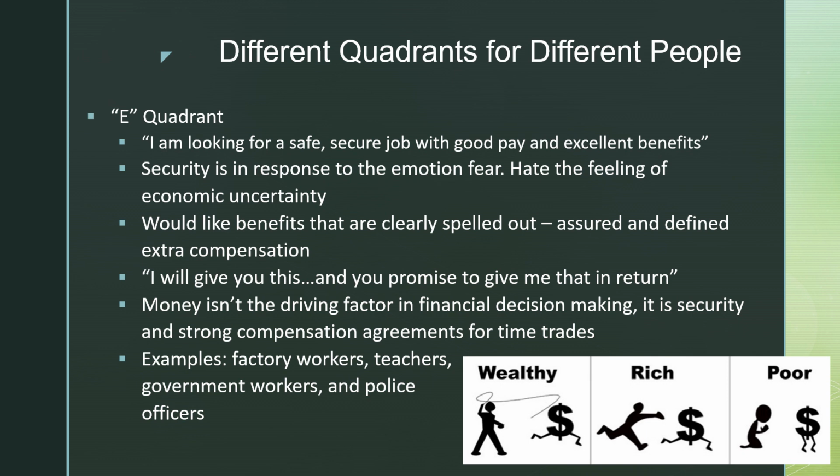So back to the E quadrant. People who are employees tend to ask questions about what the benefits look like, what the compensation package is, I'll give you this if you promise to give me this. Money isn't always the driving factor. They'll tend to take a pay cut, or take less than they had, if there's more security, more long-term compensation parts of their job. So it may not be the extra money that's the determination.